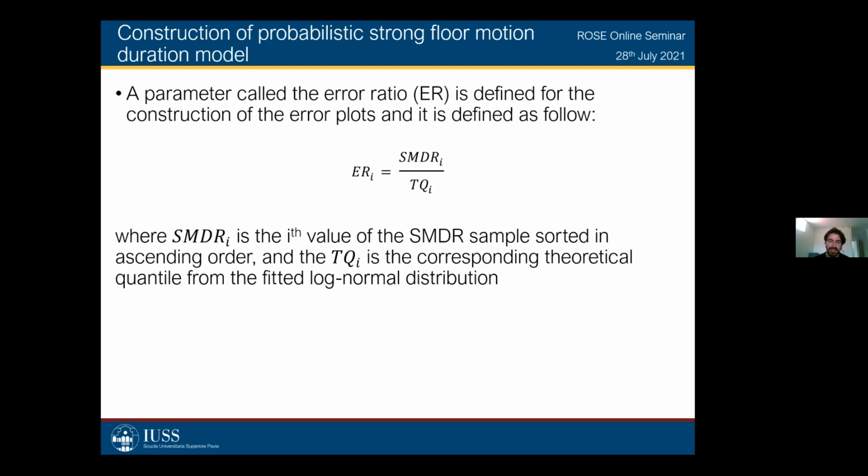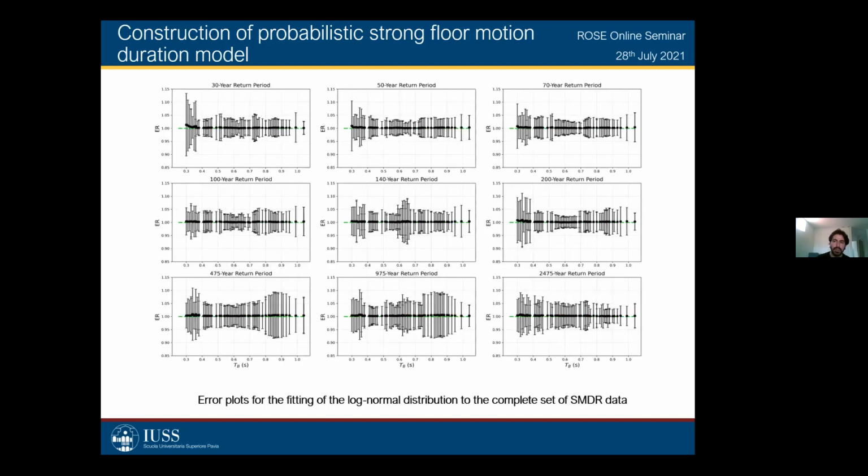So what this ratio says is that if it is equal to 1, it means that the strong motion duration ratio value is accurately predicted for that particular quantile. If it's more than 1, it clearly indicates that it's overestimated, and if it's less than 1, it's underestimated. So now we constructed these plots per each return period to evaluate the whole ensemble of data.